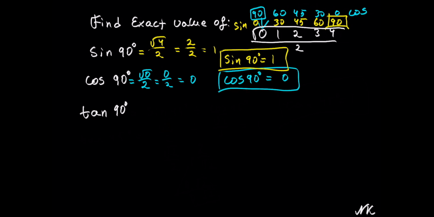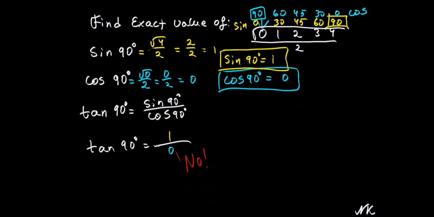Tangent of 90 degrees will be equal to sine of 90 degrees divided by cosine of 90 degrees. So we get tangent of 90 degrees is equal to the ratio of sine of 90 degrees equal to 1, cosine of 90 degrees equal to 0. Since we cannot divide by 0, tangent of 90 degrees is undefined. That's all.